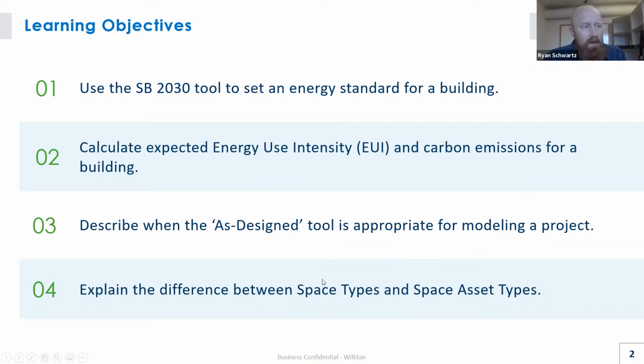So we had a couple of learning objectives here. Use of the tool to calculate that standard. We'll talk about how we're calculating that EUI and carbon emissions for a given building. One major change with the tool recently is the as designed approach. So we'll talk a little bit about that and then explain the difference between space types and space asset types, because that's kind of the key premise of how we're creating these models.